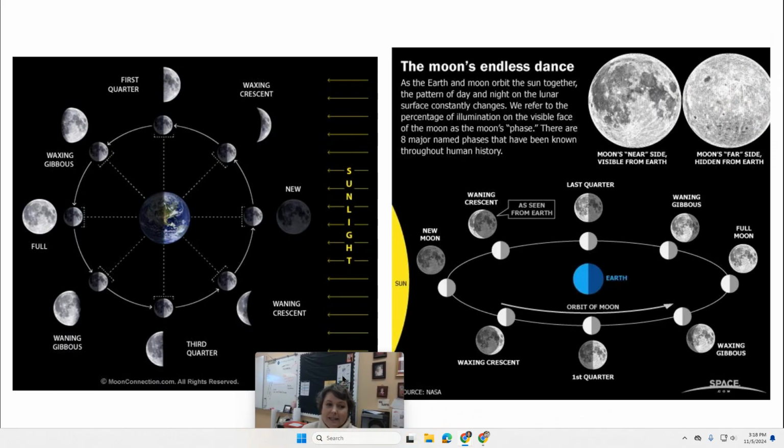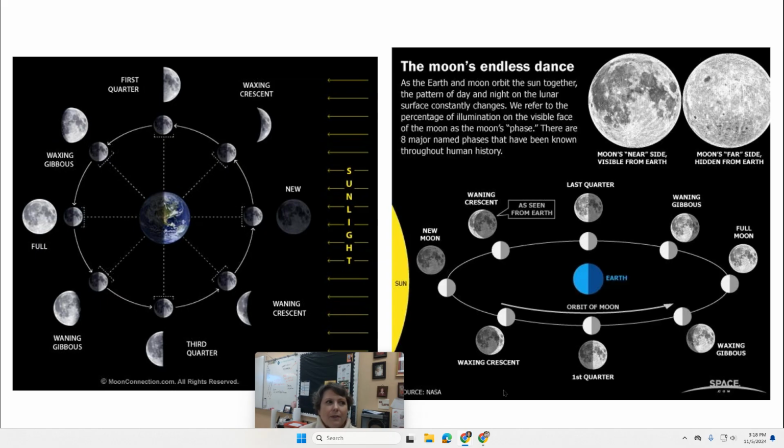Okay, so first of all, we're going to be seeing a lot of diagrams like this. And I know y'all have seen them before. I taught 8th grade one year, and it was the worst year of my life, but I taught this there too. We're going to get way more in depth.